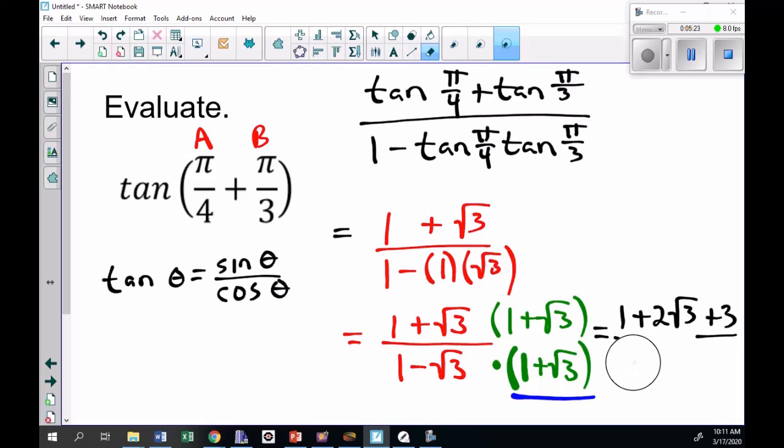1 minus 3 is actually negative 2. Where that negative goes isn't a big deal. I'm going to actually put that negative sign in front of everything, sort of. We'll put a different color.